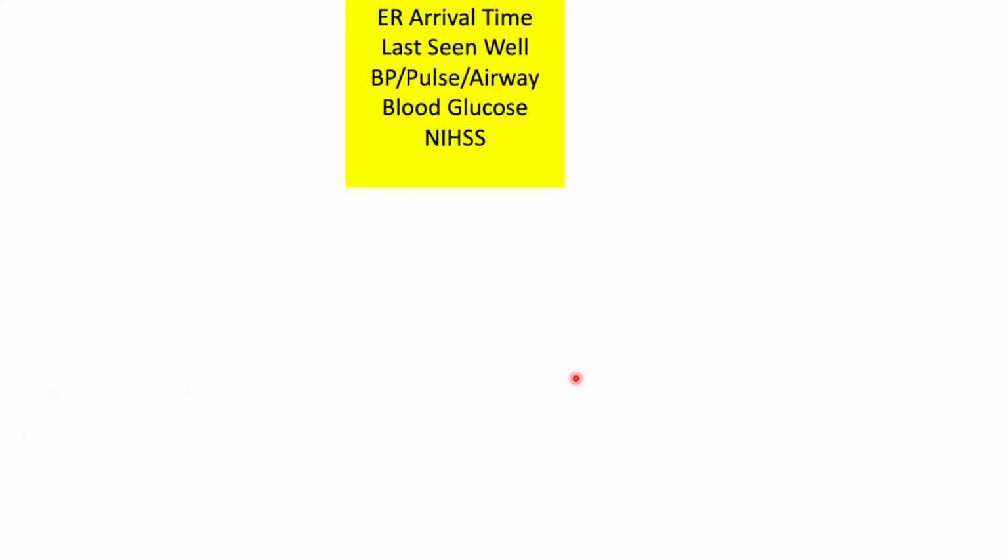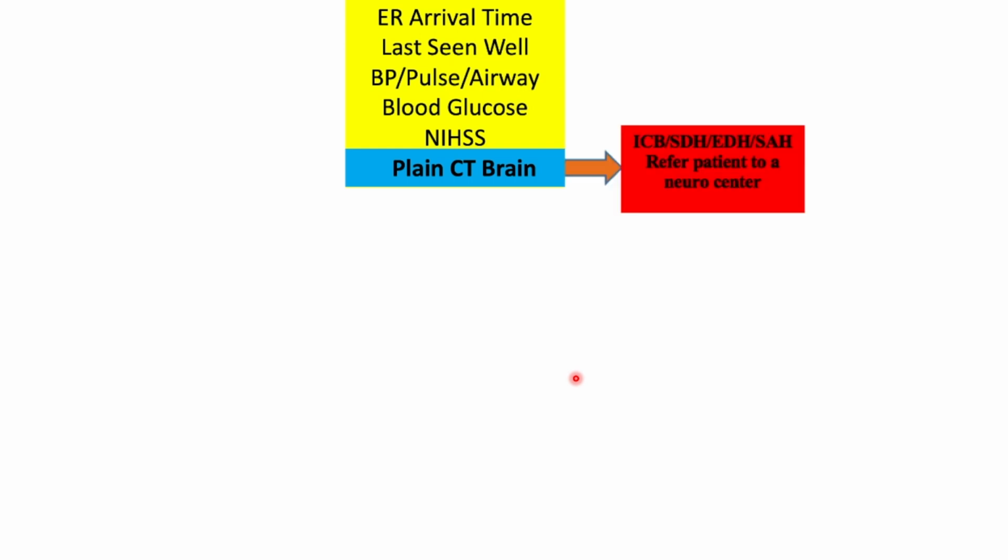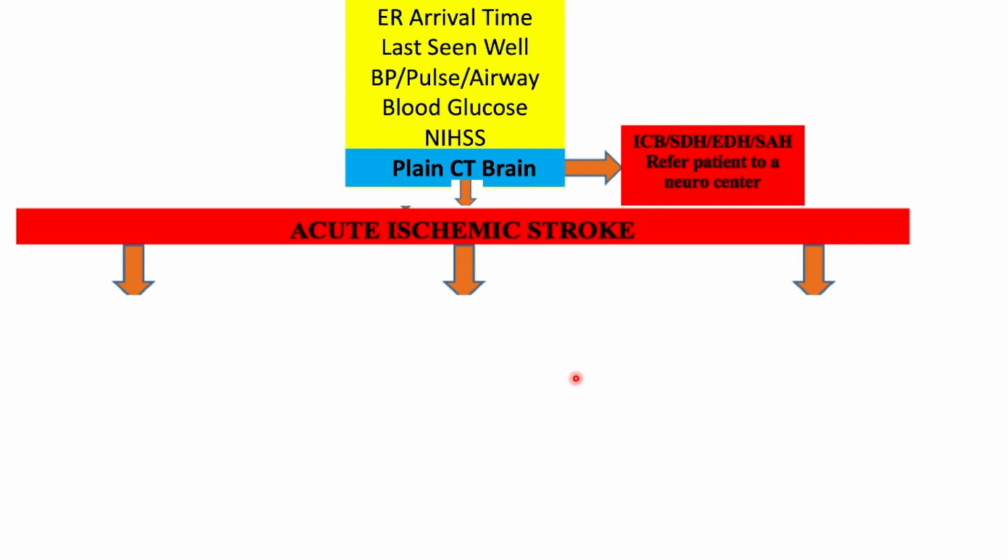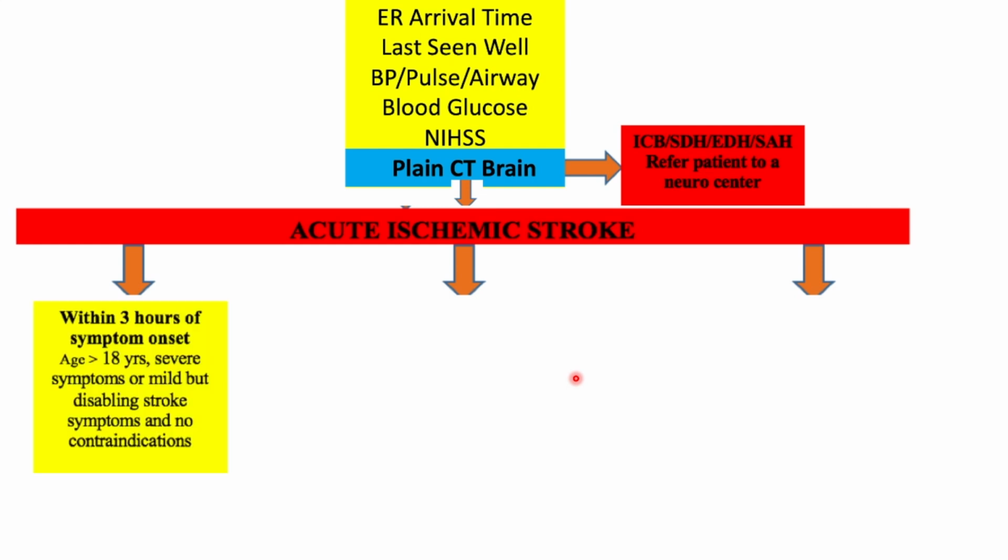Now, again, going into slight depth, this is the exact algorithm that we follow in RIC. This is our own made algorithm based on American Heart Association and Stroke Association guidelines. So, patient arrives at the ER, we note down his last seen well time, we check his vital signs, his blood sugar, NIHSS severity is determined, and then we do a plain CT brain. If there is any bleed on this, we refer the patient to a neuro center. If there is no bleed and the clinical scenario fits in for a stroke, then it means this is ischemic stroke. Now comes the first time window, which is within 3 hours of symptom onset.